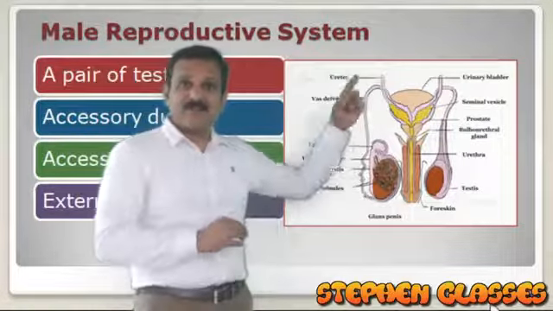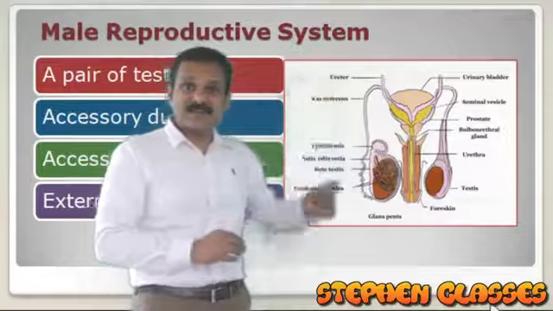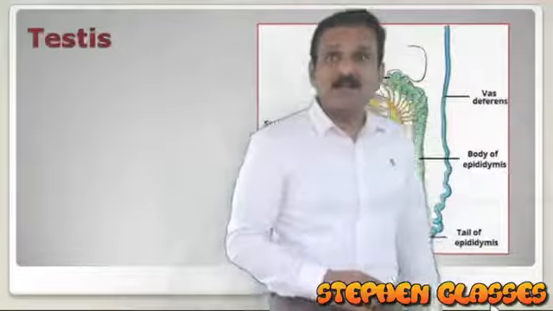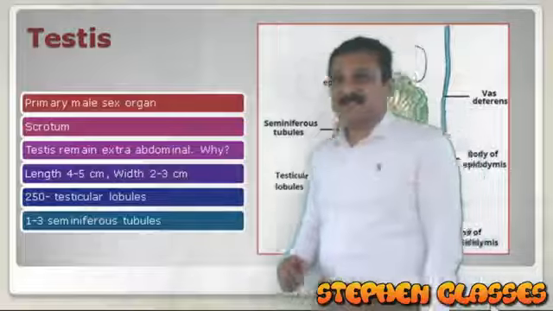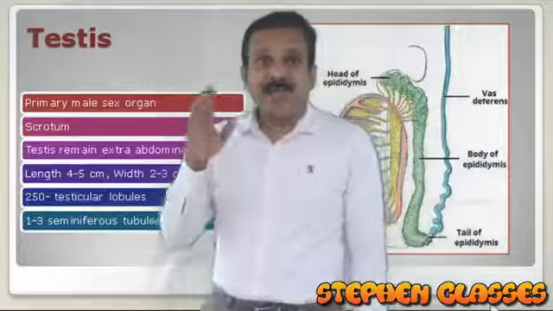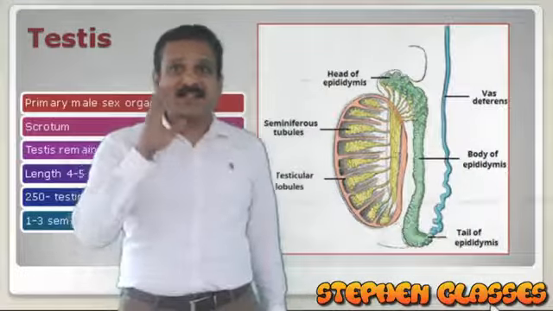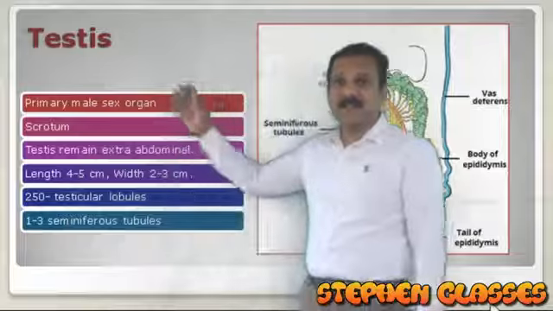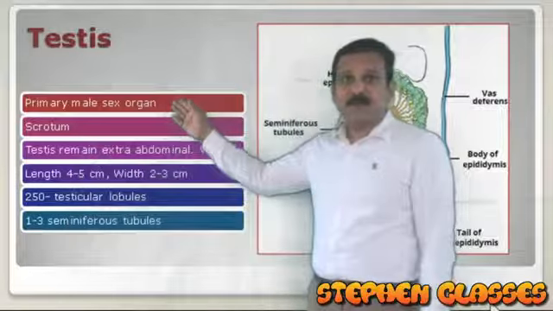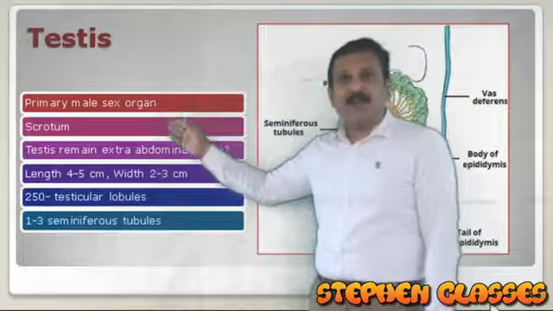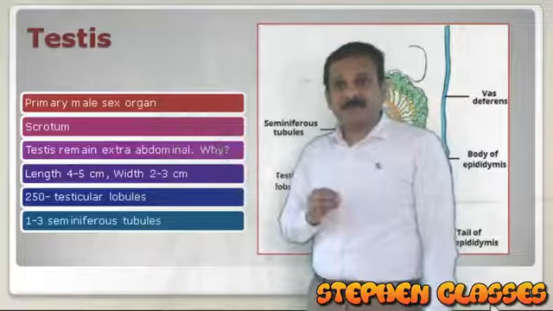Ready? So first we will discuss a pair of testes. Here we have the information on testes. Testes are the primary sex organs in the case of human beings. And also each testis will be covered by a scrotum.